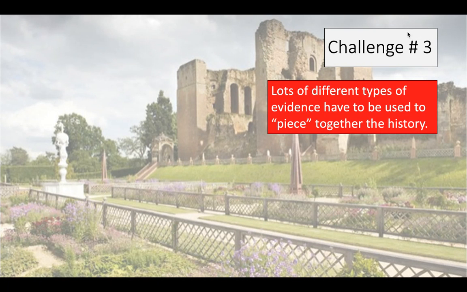Now, another challenge, and this isn't something which is bad, this is just something we need to understand as a challenge: we have to use lots of different types of evidence, and they have to be used to piece together the history. So it's not like we can just look at one thing or read one thing and understand everything. A challenge for a historian is to use lots of different bits of information. So to look at the buildings, look at whatever written information there is, and use all of these things to build up the history.